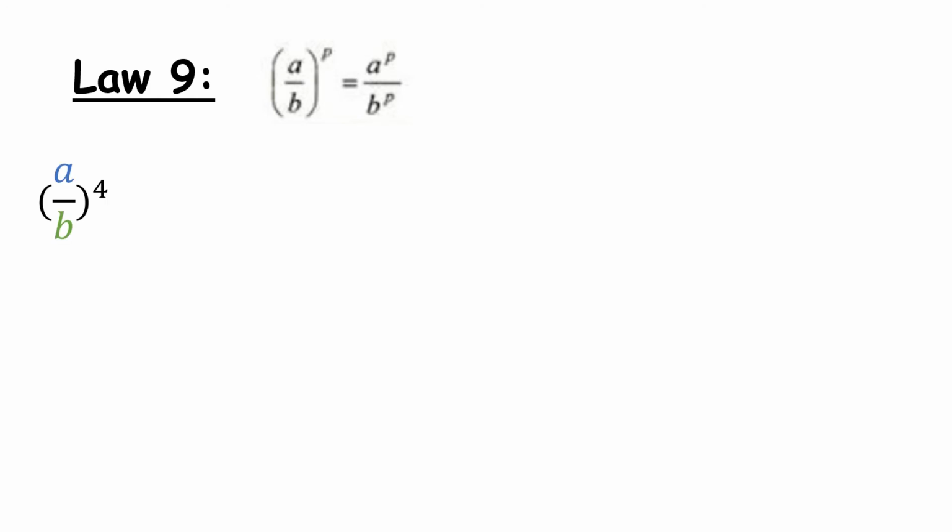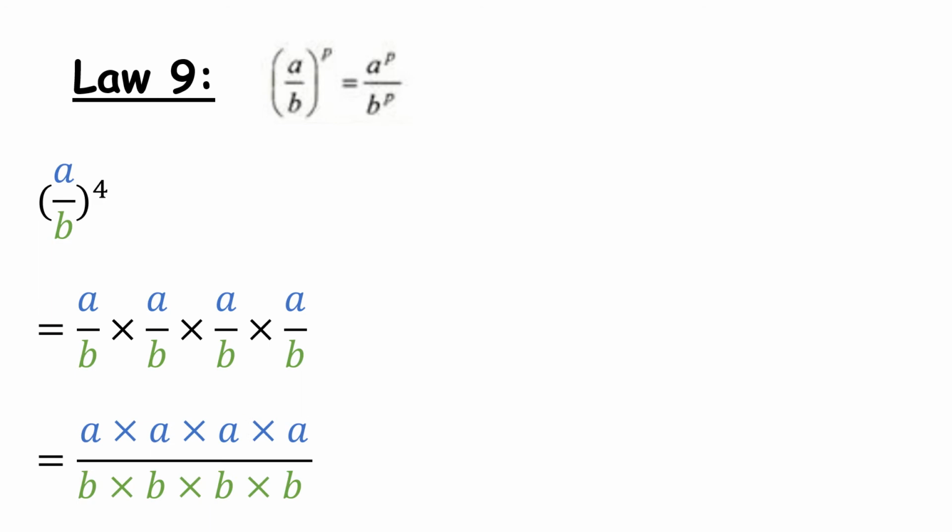So let's take a over b to the power of 4. So showing this as the fraction multiplied by itself 4 times, we get a over b times a over b times a over b times a over b. Remember, to multiply our fractions, we multiply across the top and across the bottom. So we get a by a by a by a all over b by b by b by b, which gives us a to the power of 4 over b to the power of 4.